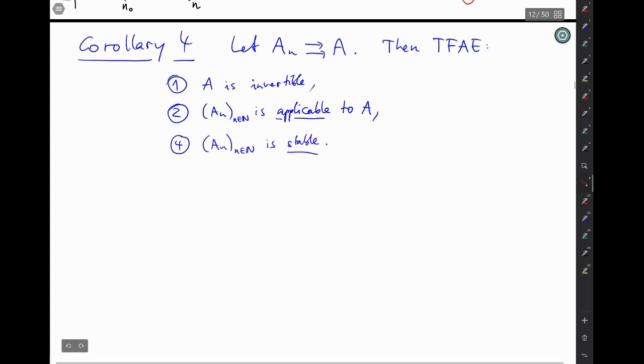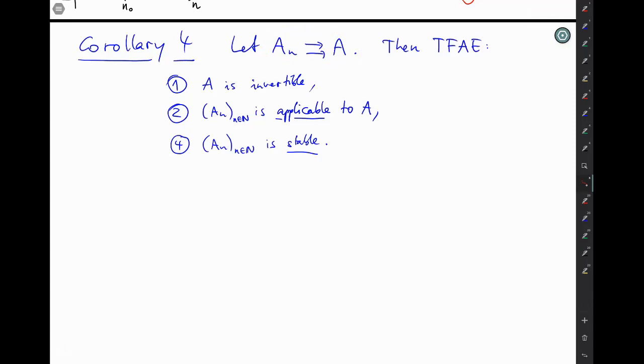And please realize that number 1 is only talking about A, number 4 is only talking about the sequence an and not about A, and only number 2 is talking about both of them. But if they're all saying the same thing, then that must mean that this uniform convergence gives you such a strong relationship between the operator and the approximating sequence that one is knowing all about the other.